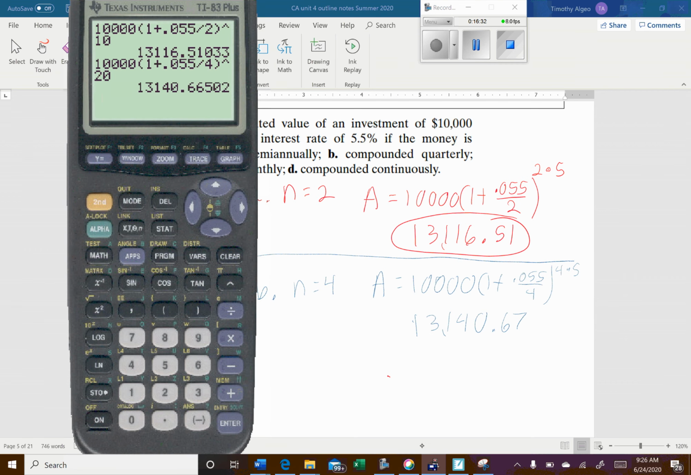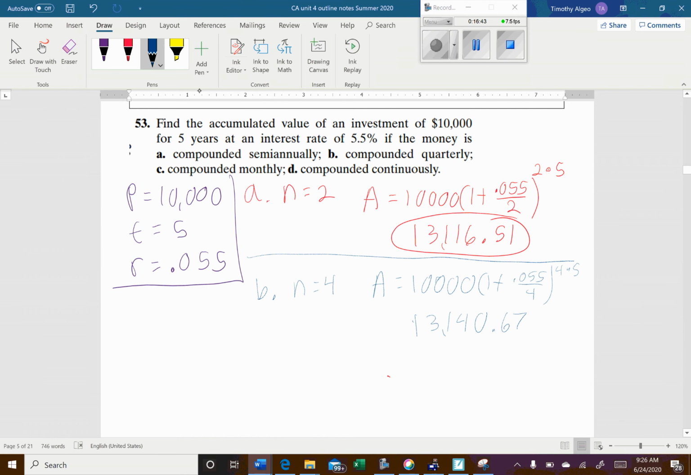So you have to be careful, because after my 6 there's a 5 or higher, you have to round up. So that rounded that up to 67 cents right there. So yeah, I ended up making a decent amount more right there. Not bad. Okay, let's look at part C, and then part D is actually the easiest one.